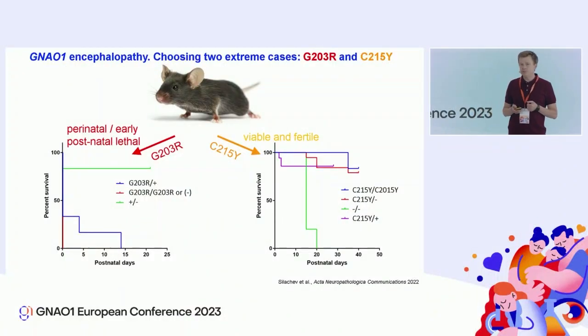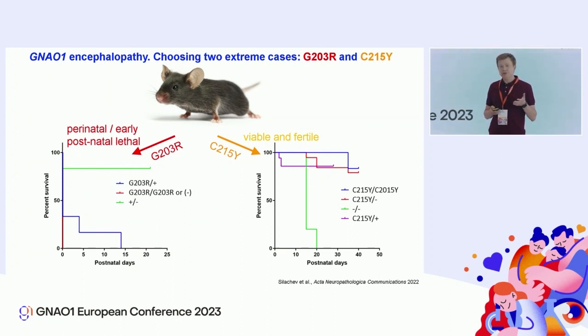We have been active in modeling the disease in animal models, mice and flies. So for mice, we have made an effort to model G203R and C215Y. G203R was our first trial, and unfortunately, we realized that the mutants are neonatal lethal. So the mice don't survive. They are born and they die. The champion lived for 2 weeks, the runner-up lived for 4 days, and all the others are immediately dead.